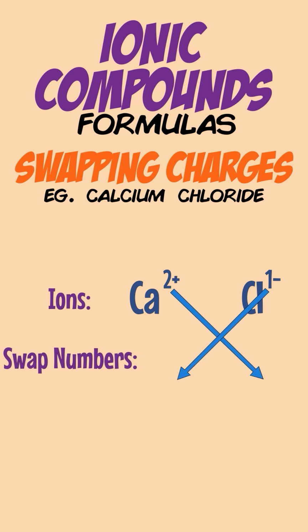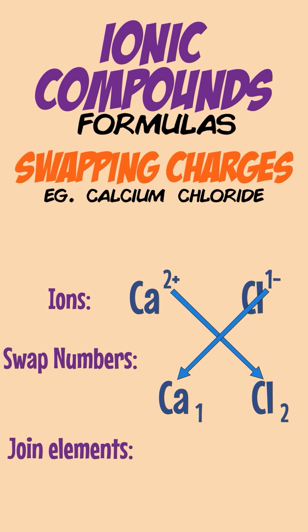You swap the numbers and remove the charges. So this gives calcium a 1 and chlorine a 2. If you have a 1, you never write it down, so now you can join them to give the formula CaCl2.